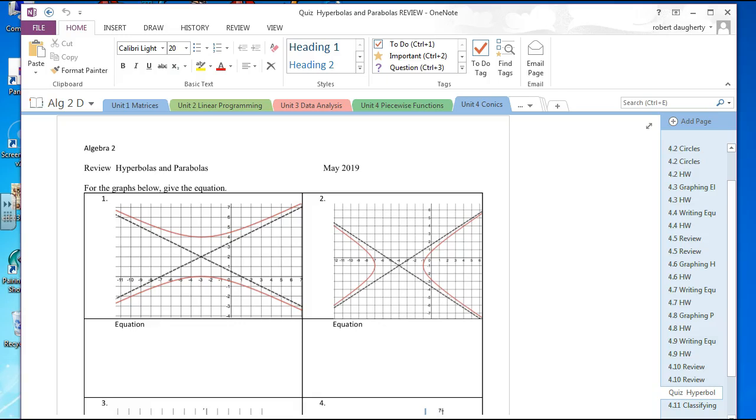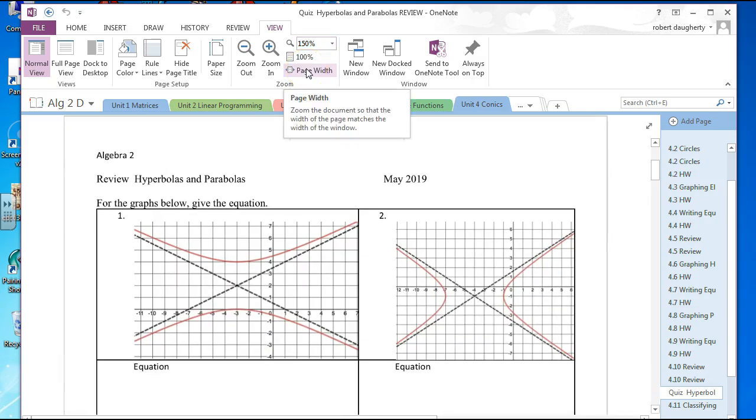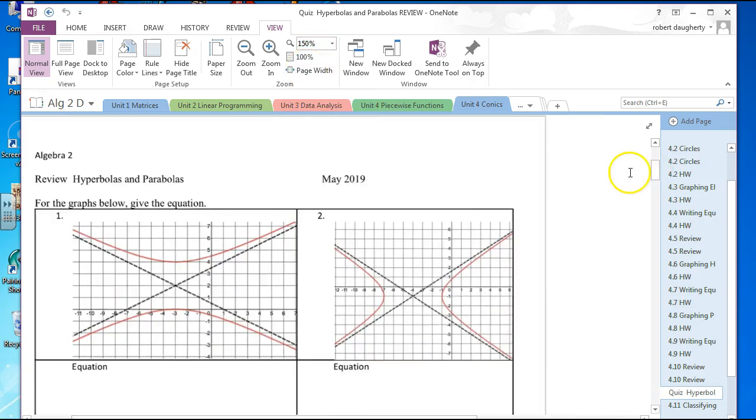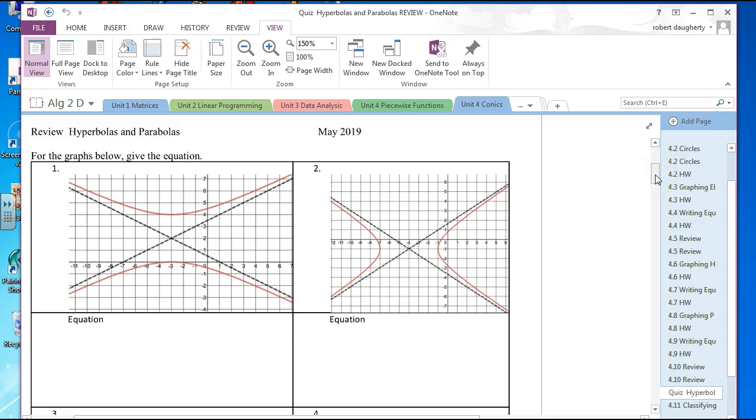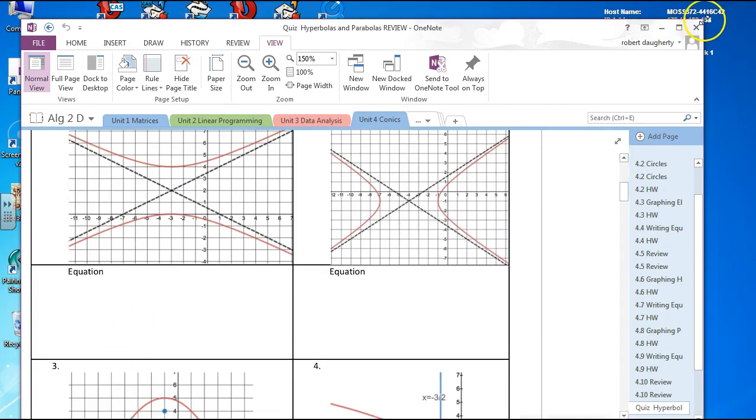Okay, here is our extra review, getting ready for the quiz on hyperbolas and parabolas. Let's make this a little bit larger and ready to go. So this just walks through a sampling of the kinds of problems you should expect to see on the upcoming quiz. Give me just one moment.